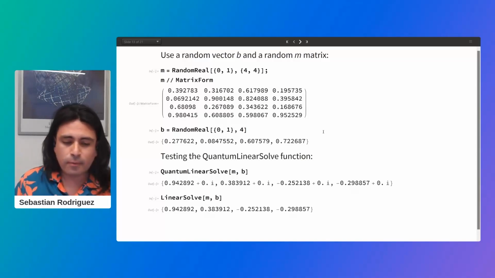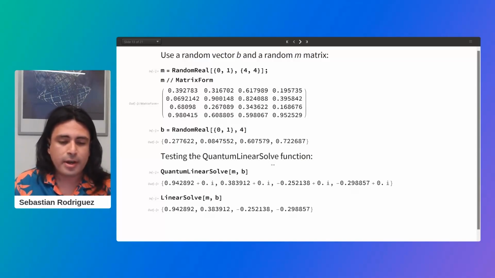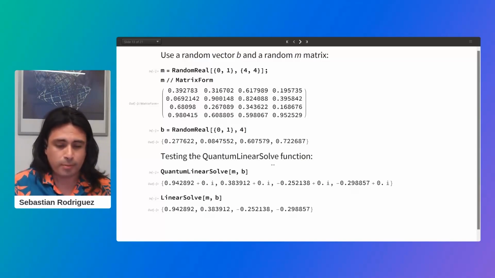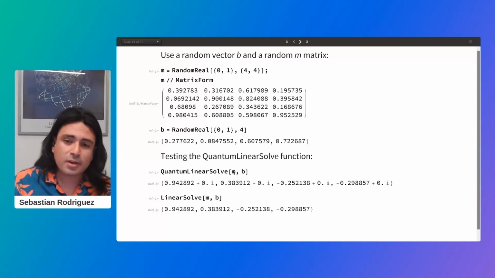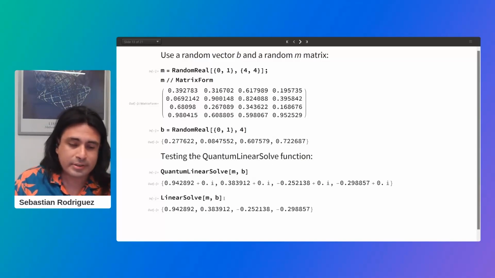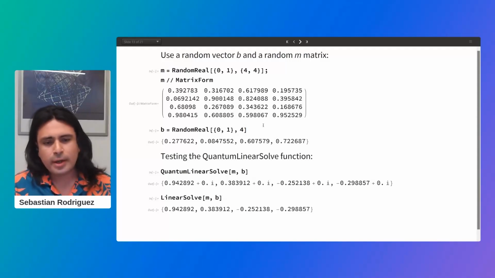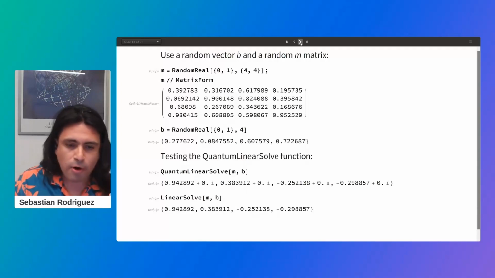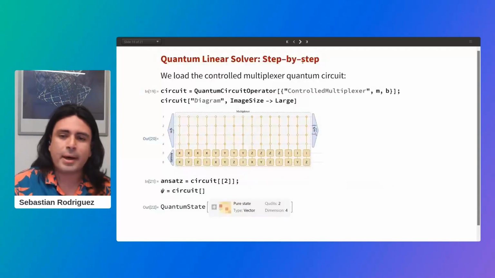So these, we can use them in the quantum linear solve function that we already have in our Wolfram Quantum Framework. And as you can see, the result is exactly the same as the regular linear solve function that we have in Wolfram Mathematica. So now that we already know how this works, let's go into the step-by-step.